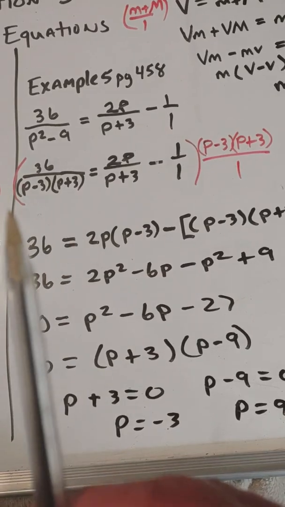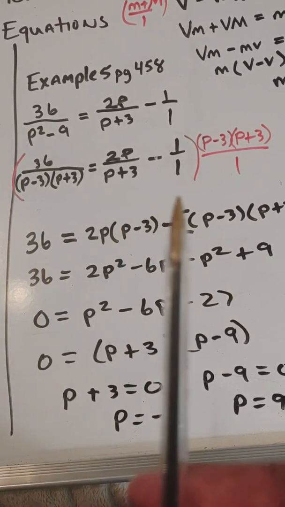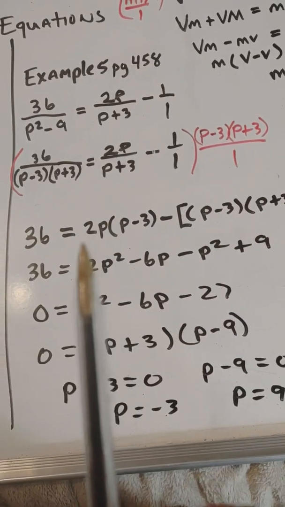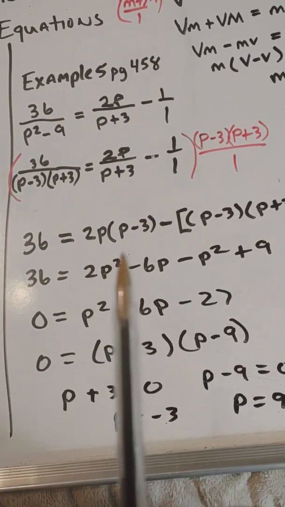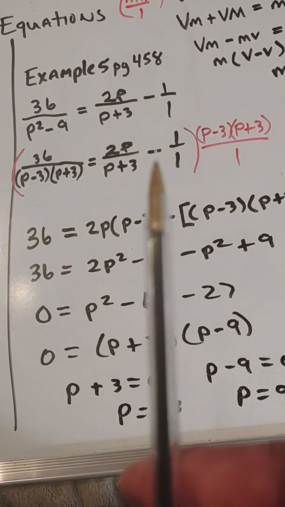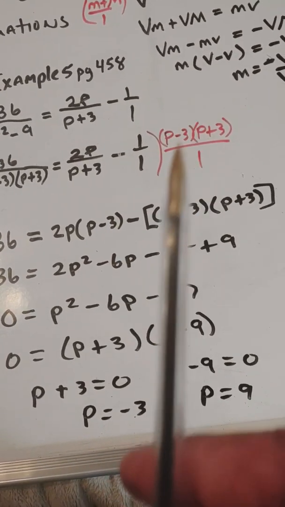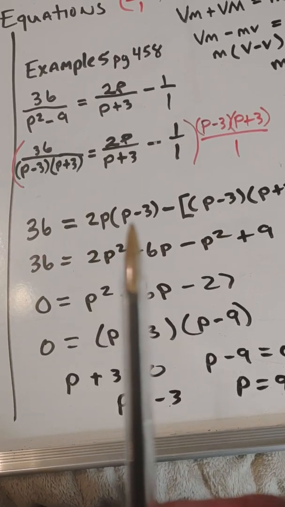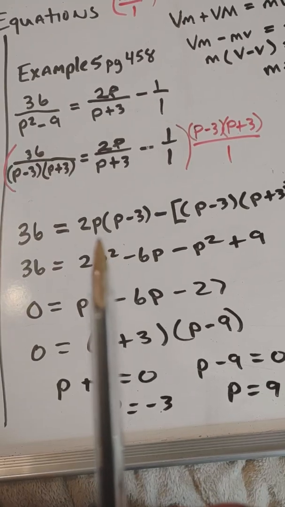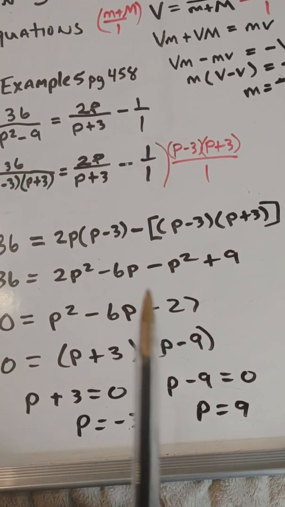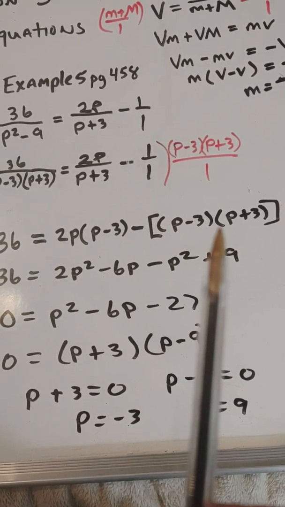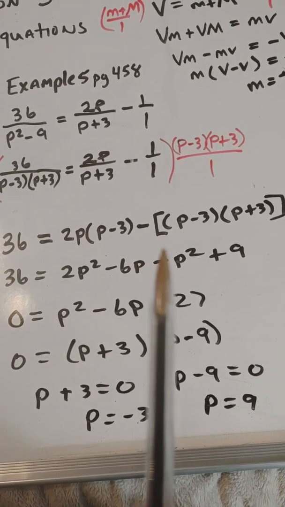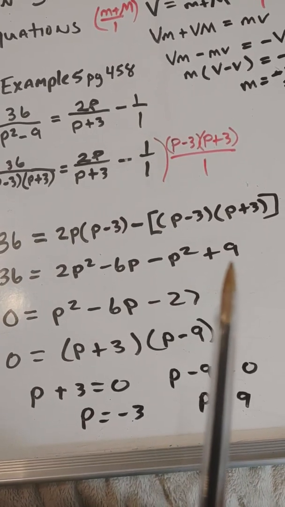So when I multiply this by this, it becomes 36. When I multiply this by this, the p plus 3 and p plus 3 become 1. So it becomes 2p times p minus 3. And of course this becomes minus this whole thing. So then I distribute. So this becomes 2p times p is 2p squared. 2p times 3 is minus 6p. This right here becomes p squared minus 9. This is a difference of squares. Using the subtractive sign, it becomes minus p squared plus 9.